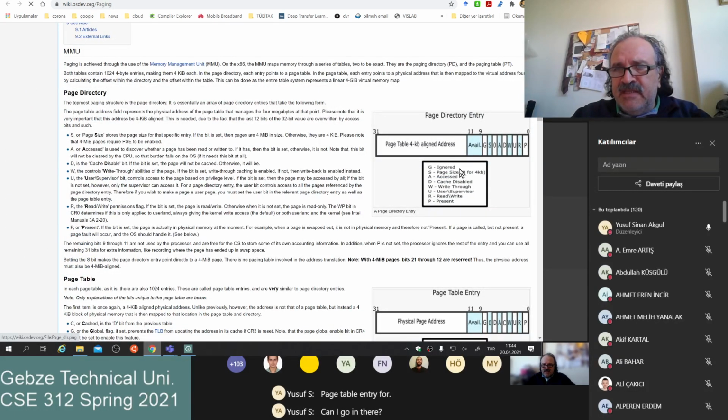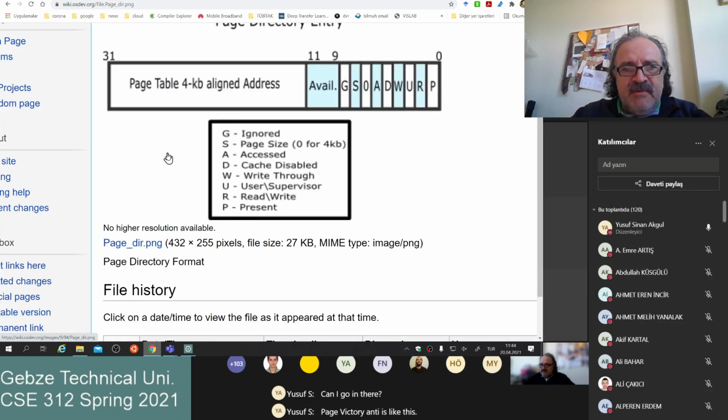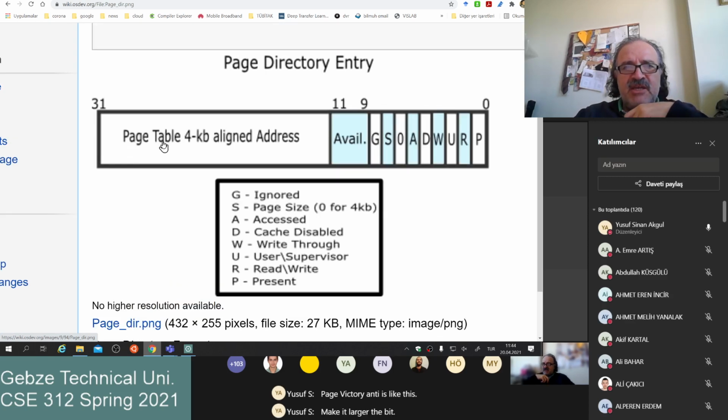Page directory entry is like this. Make it larger a little bit. Okay, so this is the page table aligned address. This is the physical address. And G is ignored. S is page size. So this is a bit, Z. If it is 0, it is 4 kilobytes. I think if it is not 0, it is 1, maybe it is 1 kilobyte. I don't know.